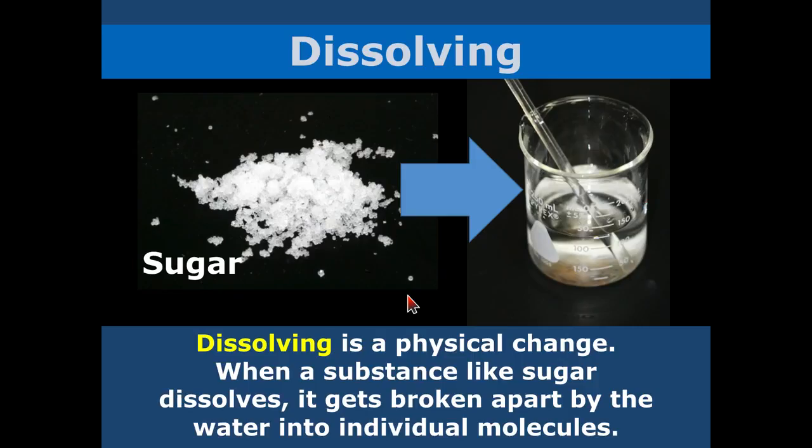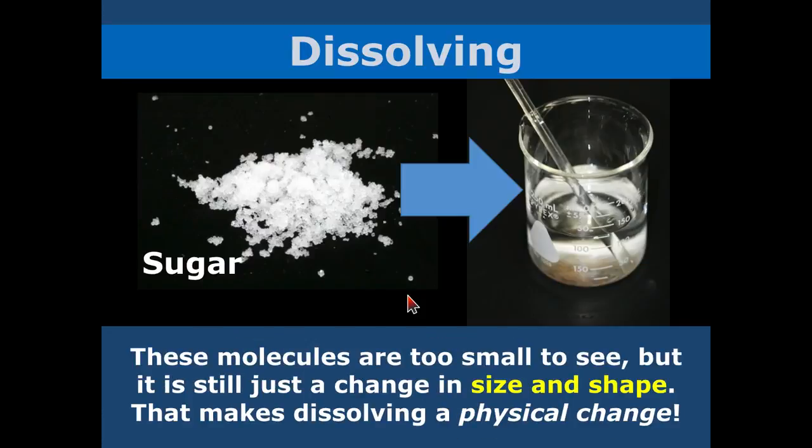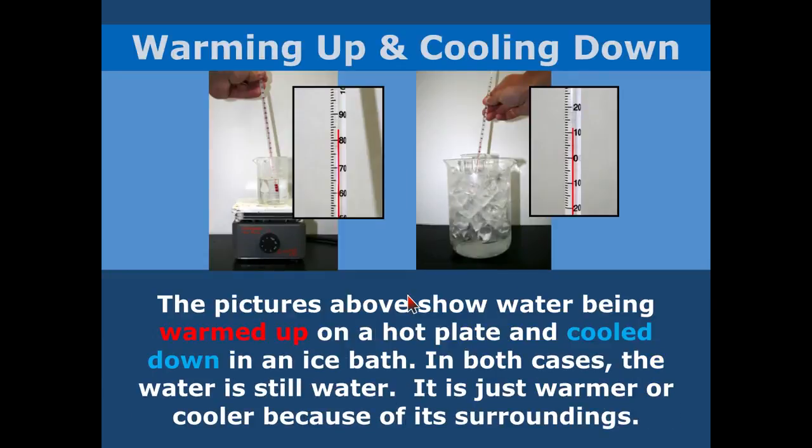That's a little confusing. You take sugar, you mix it into water, all of a sudden you're not really seeing the sugar anymore. But if you were to look at that water, you'd be able to see the sugar molecules and you'd still be able to see the H2O. It did not combine and make a brand new substance. So all it did really is change the size and shape, and that's why dissolving is a physical change, not chemical.